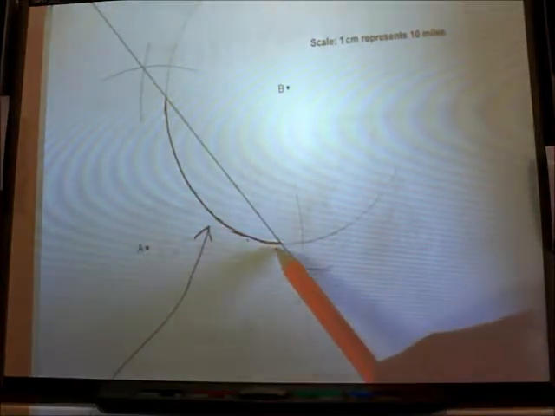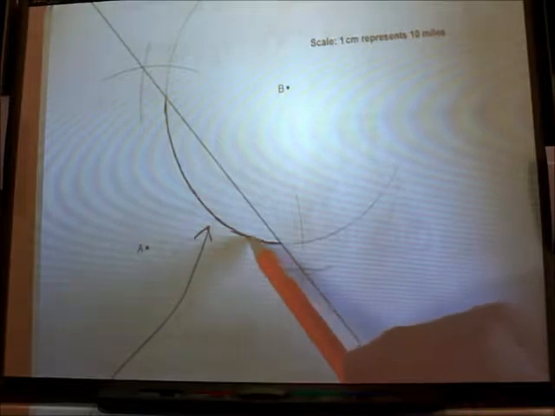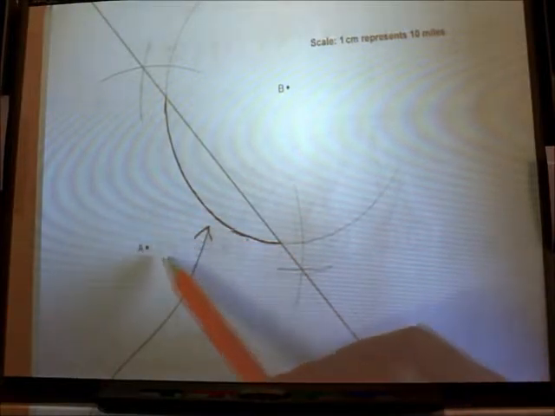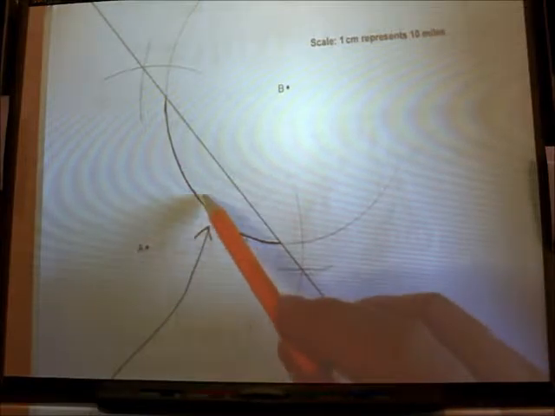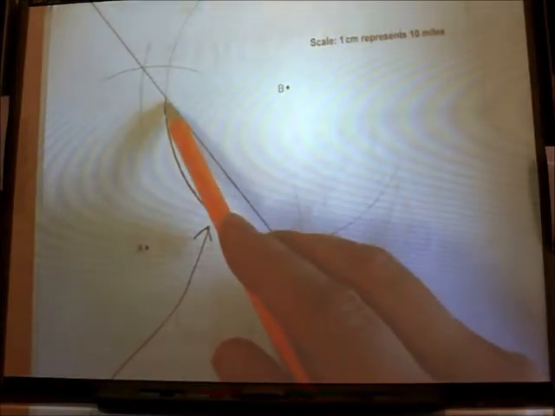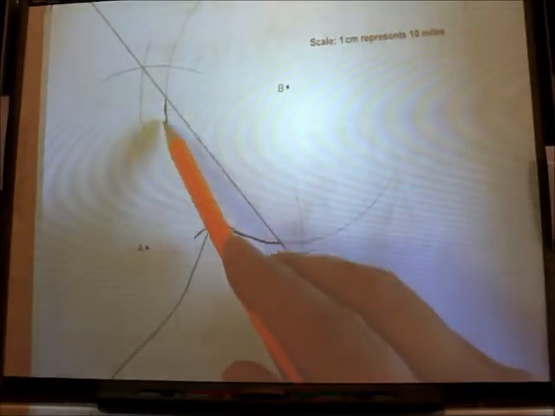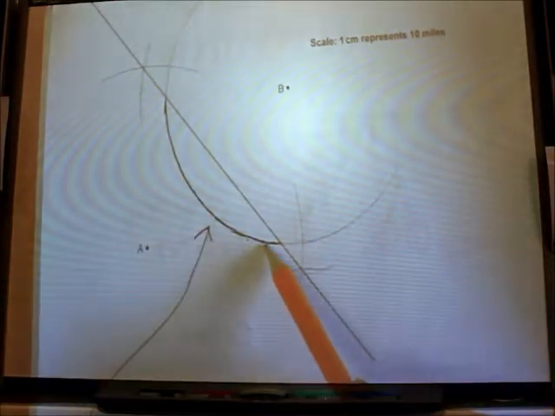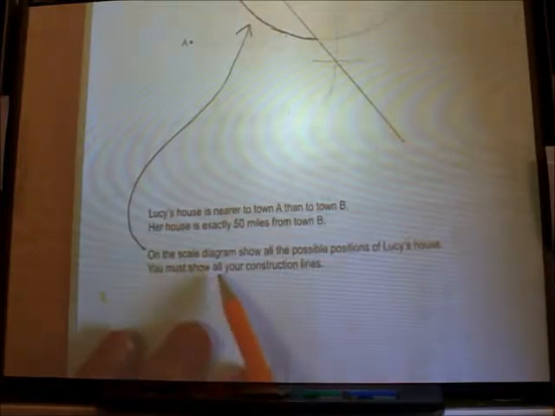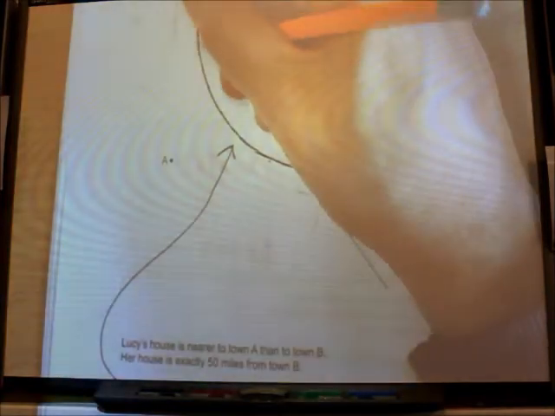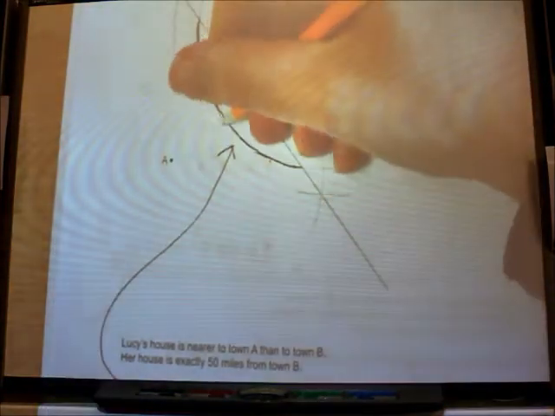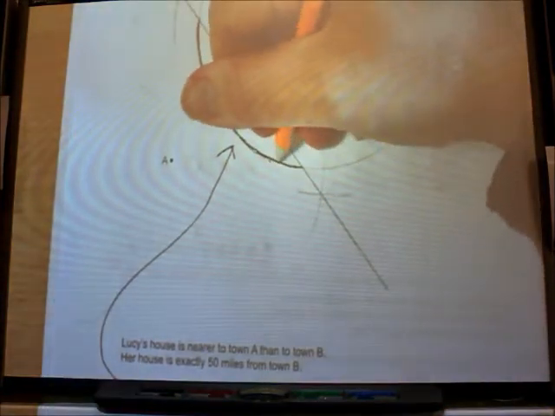Absolutely anywhere along that line, because all these points along this line are closer to A than they are to B. And they're also exactly 50 miles from B. So start from there and you curve round and you get to there. And what I've done, I've drawn a little arrow showing where all the possible locations of Lucy's house are. I've even gone over this in slightly thicker pencil, just to make it really clear where I'm showing what my answer is.